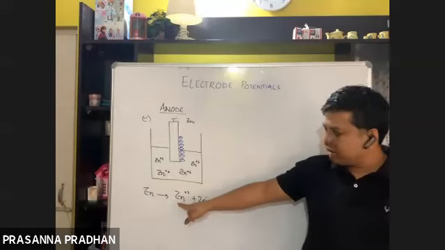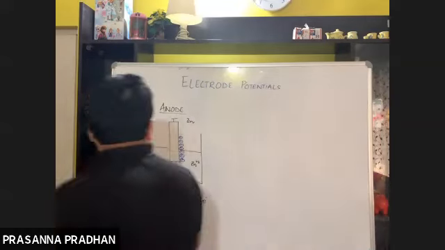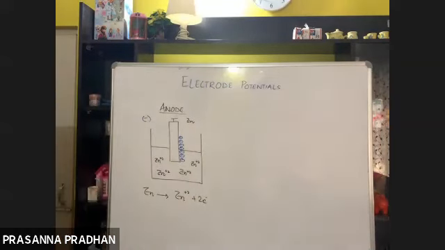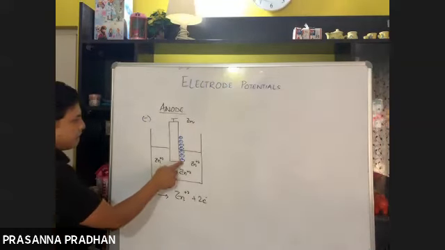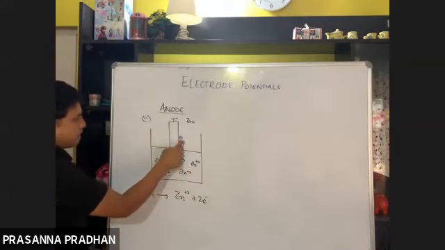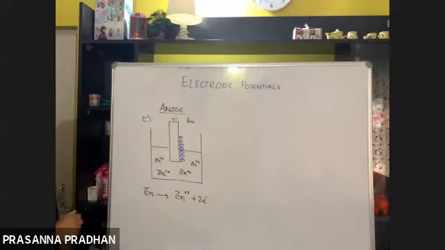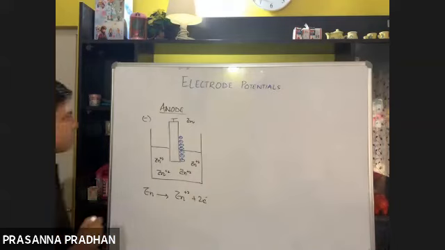As a result of this reaction, the concentration of positive ions in the solution increases and the negative charge on the electrode will also increase. So this leads to the creation of a potential difference between the electrode and the solution. And this potential difference which is created is known as the electrode potential. So what is electrode potential?